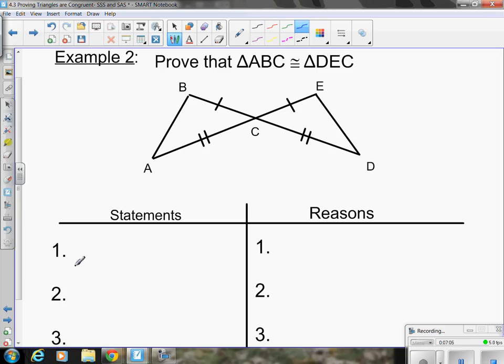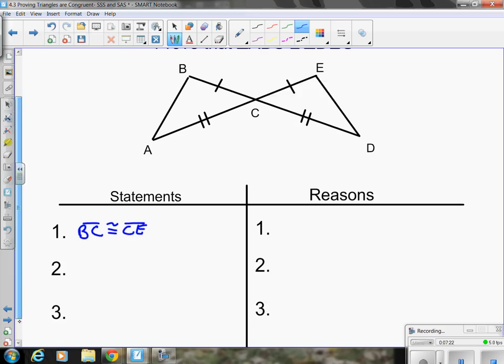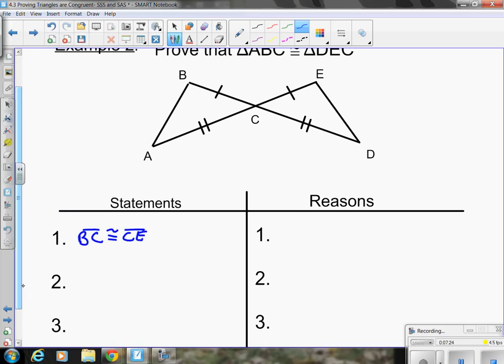All right, so prove triangle ABC congruent to DEC. I'm going to start off with saying segment BC is congruent to CE, given. And I'm going to need to say also AC is congruent to CD, given. Okay, that's what those tick marks are saying.